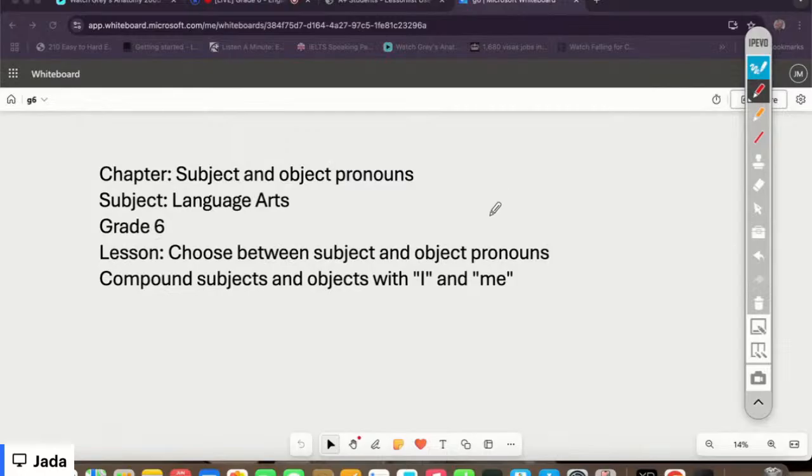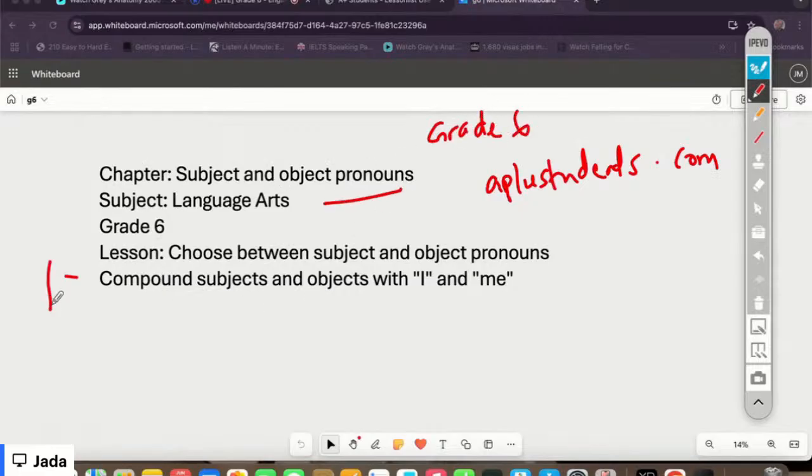Today we will have subject and object pronouns. First, you have to log in using aplusstudent.com. Click on your name, move on to language at grade 6. Chapter: subject and object pronouns. The lesson will be choose between subject and object pronouns, compound subjects and objects with I and me.